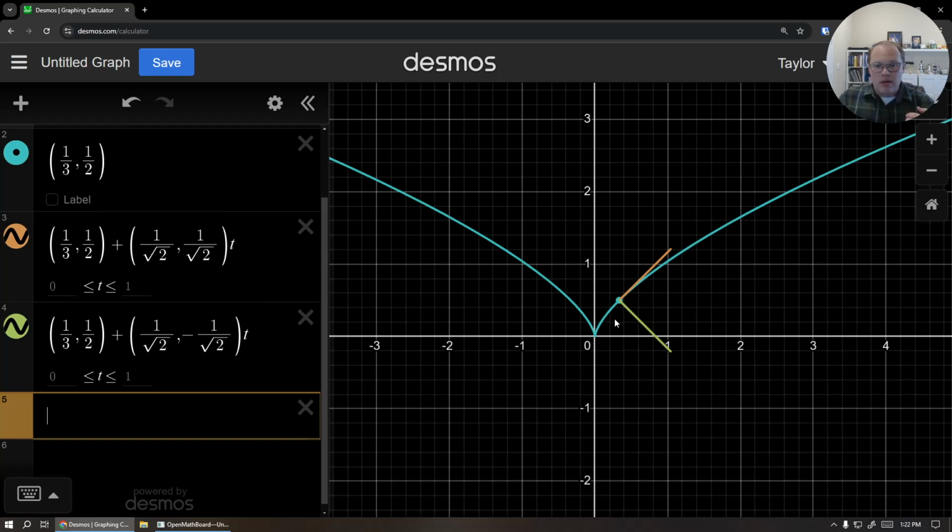And so independent of the parameterization, these two vectors tell us the direction that's tangent to the curve at that point and the direction which is orthogonal to the curve in the direction where the curve is concave.